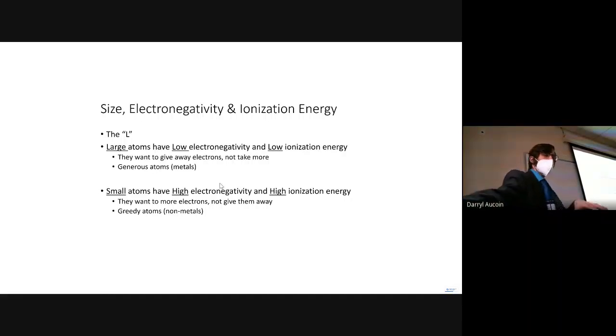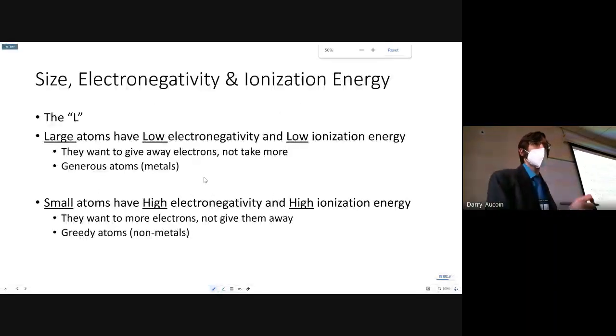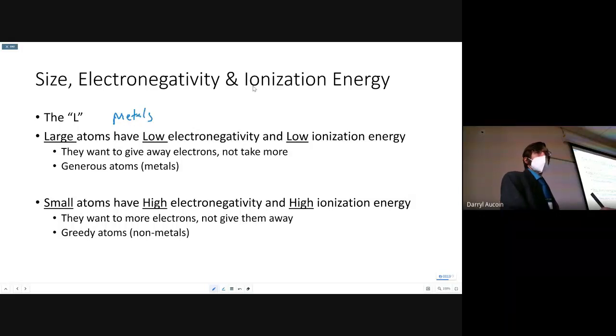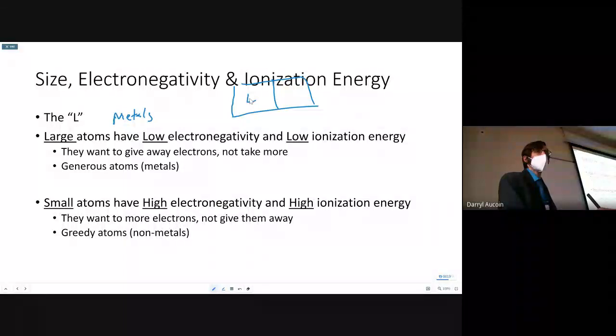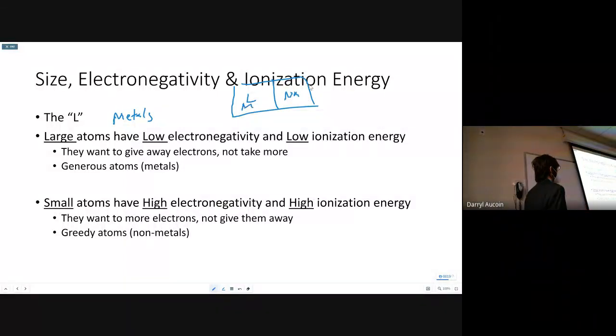And then the other atoms on the right. These are what we call the metals. And again, on our periodic table, the metals are on the left side. So these are the metals over here, and then the non-metals on the right side here. So non-metals are generally small atoms. They're on the right side. They have a high electronegativity. They have a high ionization energy.